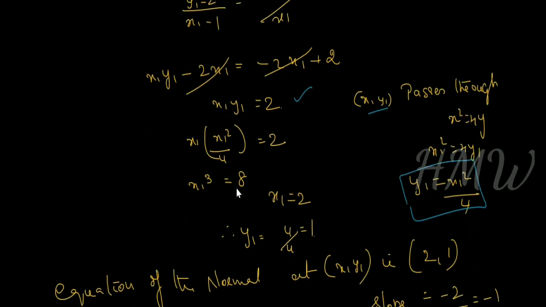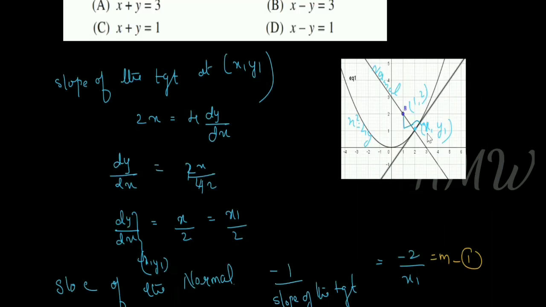So substitute that here, x1 into y1. What is y1? x1 square by 4, that we got from the equation of the curve. So x1 cube is 8. So x1 is equal to 2. Once you know x1, you can find y1. What is y1? x1 square by 4. x1 is 2, so 2 square by 4, that is 4 by 4, equal to 1. So we found this point x1, y1 as 2, 1.